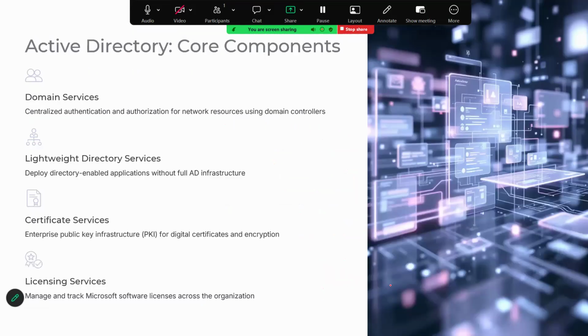Now, about Active Directory core components, it provides domain services, lightweight directory services, certificate services, and licensing services. So as domain services, that is the centralized authentication and authorization for network resources using the domain controllers. Lightweight directory services deploy directory-enabled applications without full Active Directory infrastructure. Certificate services, the enterprise PKI, public key infrastructure, for digital certificates and encryption. And licensing services manage and track the Microsoft software licensing across the organization.